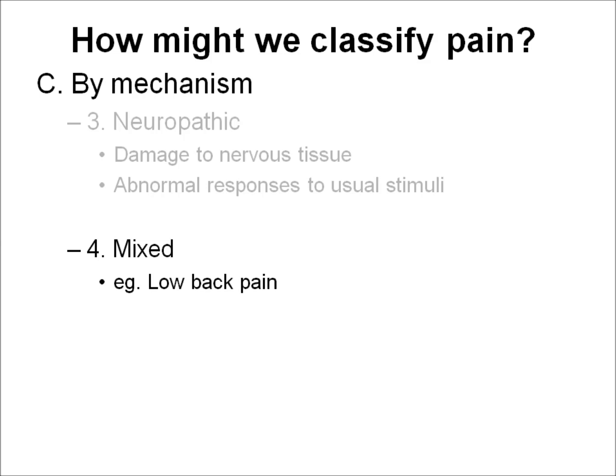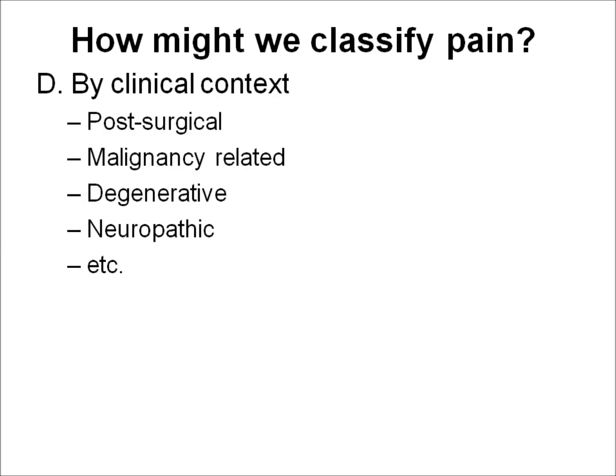The fourth grouping in this classification would be mixed pain. In mixed pain, we have a combination of neuropathic pain and physiologic pain. A good example of this is back pain, where you initially have damage to tissues, but this subsequently results in damage to the nerves. The fourth way that we might classify pain is by the clinical context as listed in the slide.